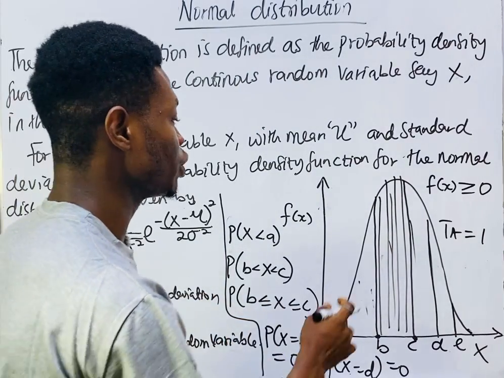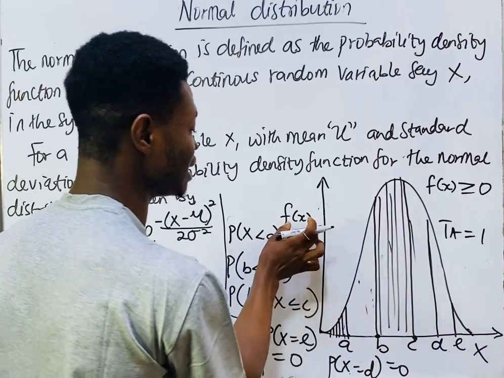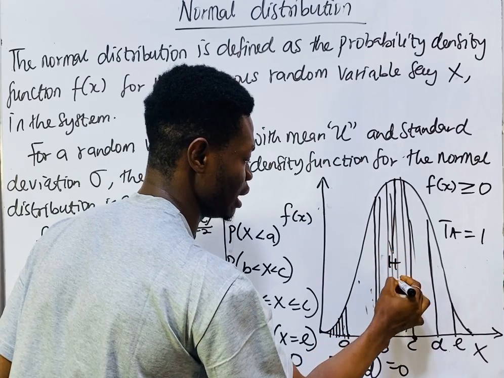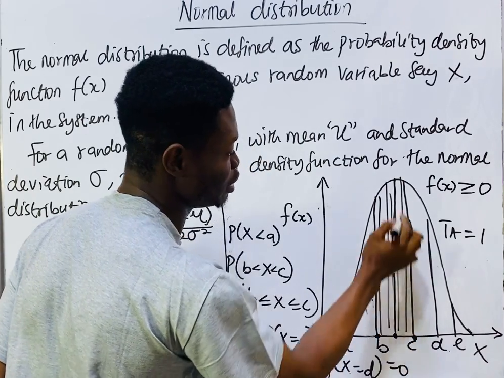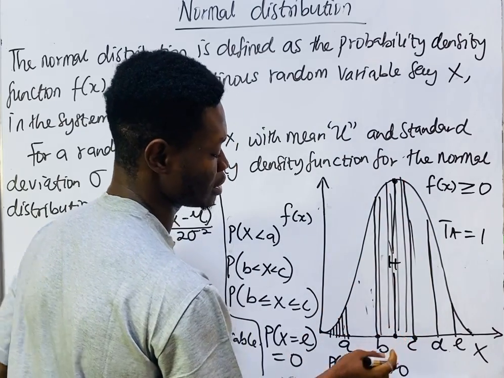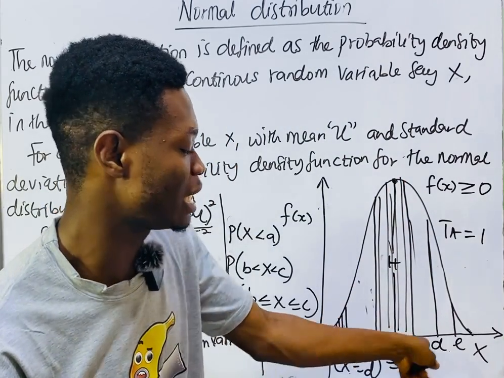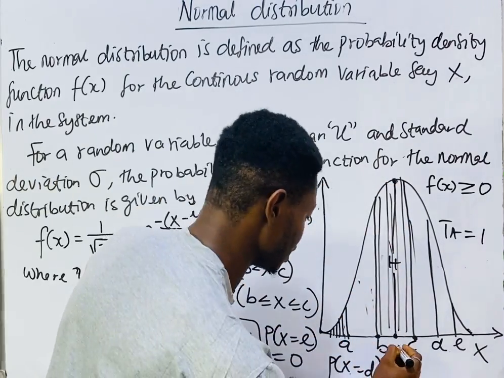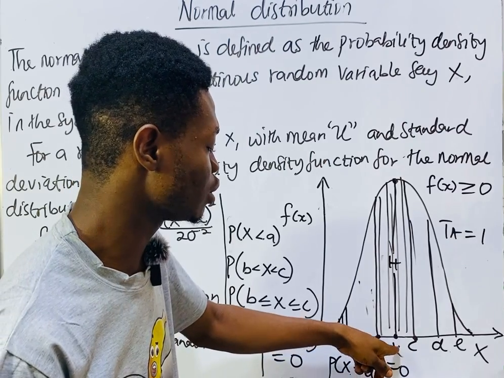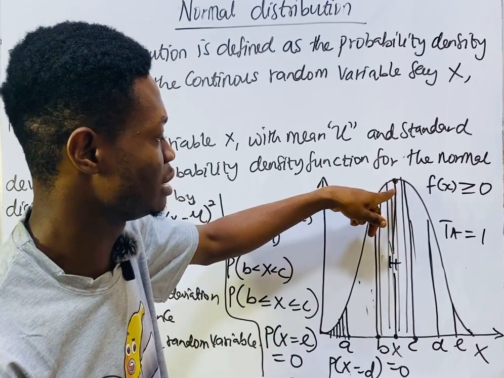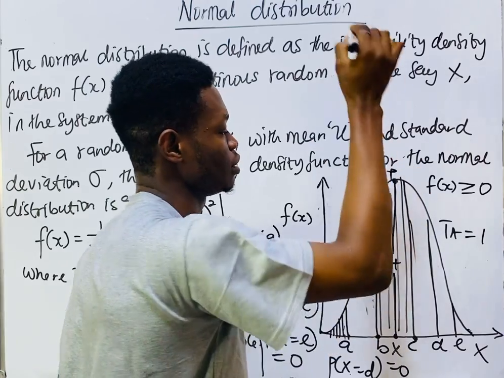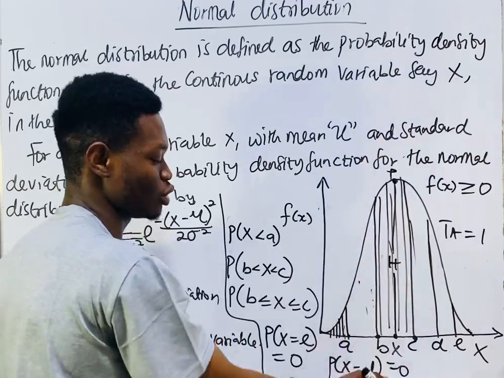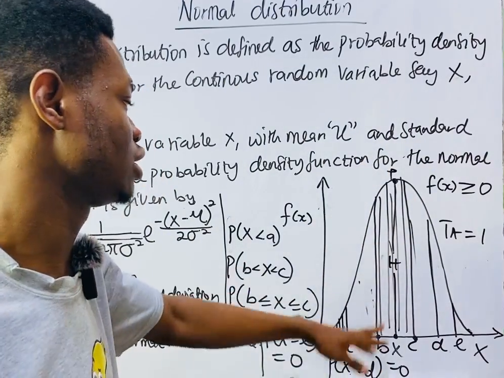Now, we have that this f of x describes the height. This f of x tells us the distance from this continuous random variable X to this point here. You can call this point P, the maximum height. This f of x tells us the distance between these two points.